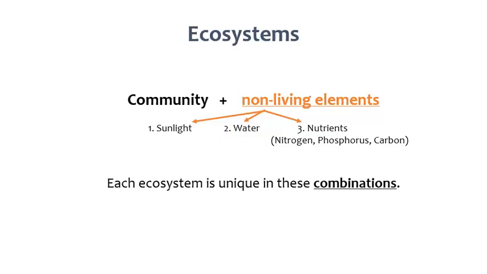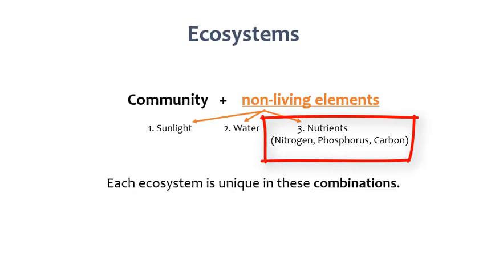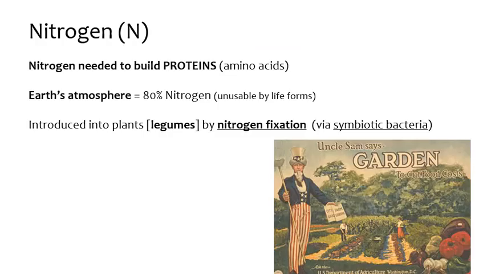You saw this slide in the last mini lecture. We covered light and water. Now we'll look at these nutrients. Nitrogen is our first nutrient. It's incredibly important in life forms because it's required to build proteins.